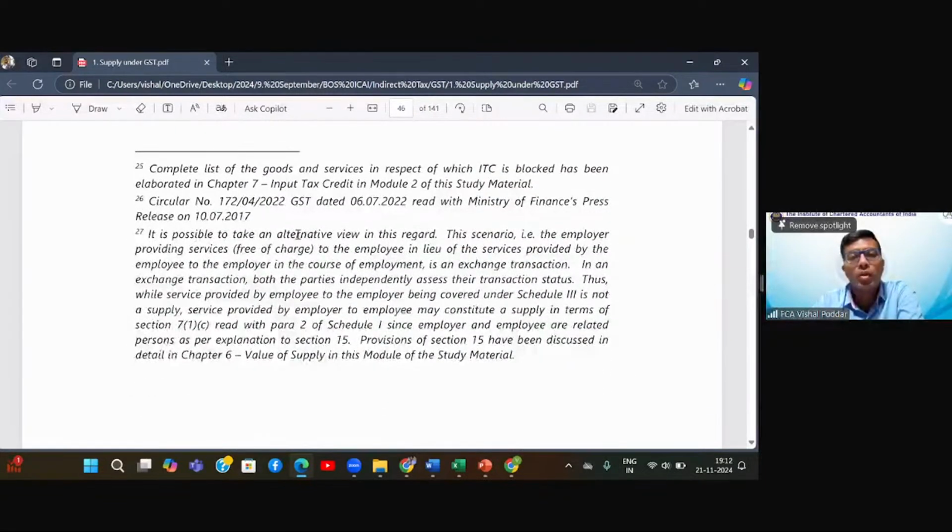It is possible to take an alternative view. What is this? The scenario that employer providing services free of charge to the employee in lieu of the services provided by the employee to the employer in the course of employment is an exchange transaction.